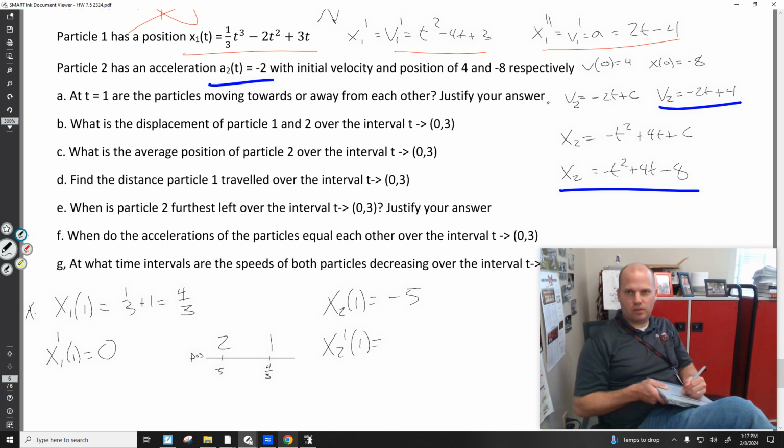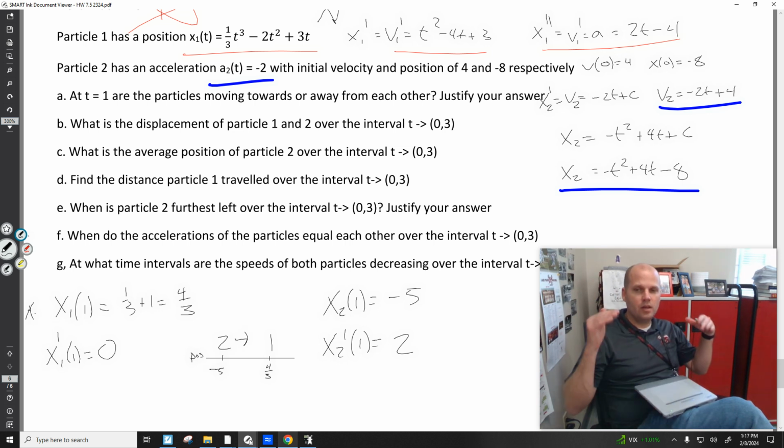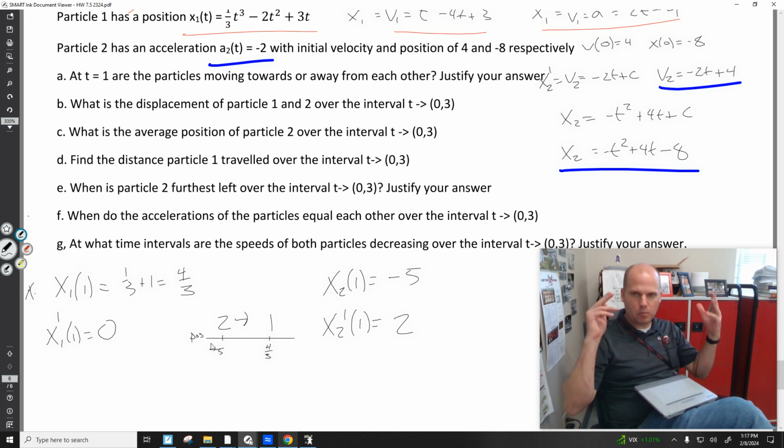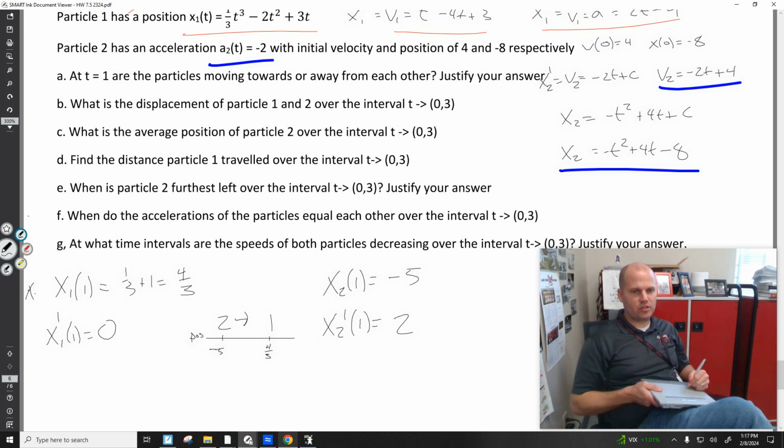That's the velocity of particle 2. 2t plus 4. Plug in 1, I get 2. Okay. That means particle 2, which has a negative position and a positive velocity, is moving towards particle 1. So at this moment, they are moving towards each other. So my answer is towards.